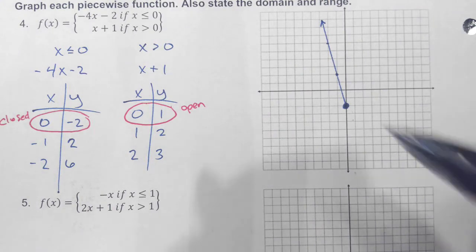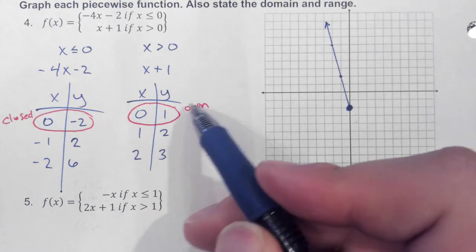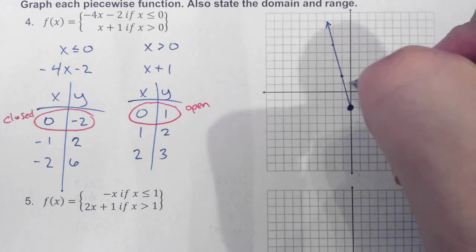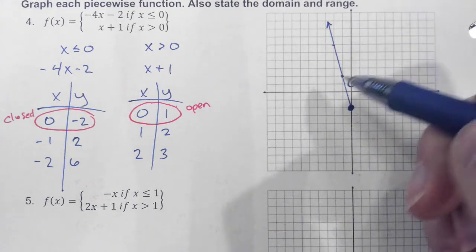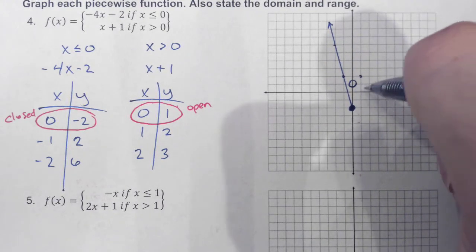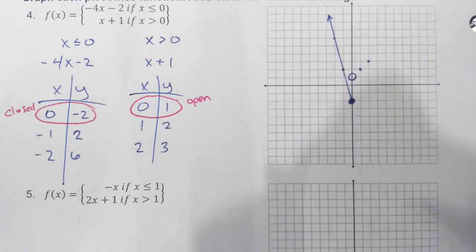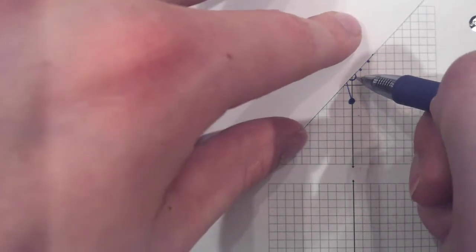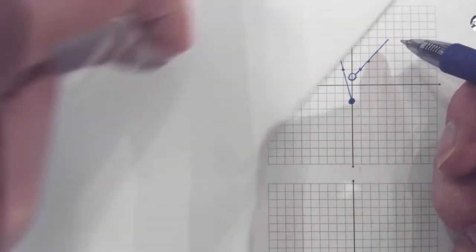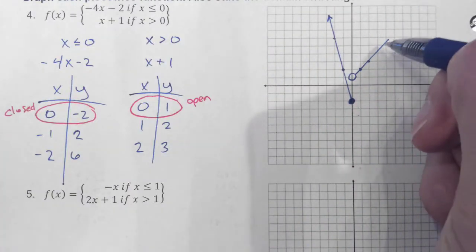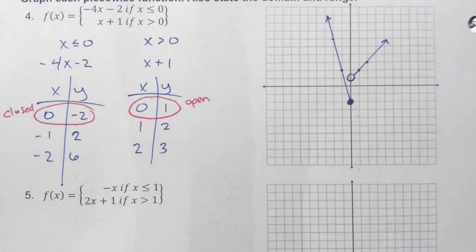The other one is 0, 1. Remember, that's a big open circle. So up 1, big open circle. And then right 1, up 2. Right 2, up 3. And then pull out your straight edge. And again, connect, go in those points' direction. And okay.